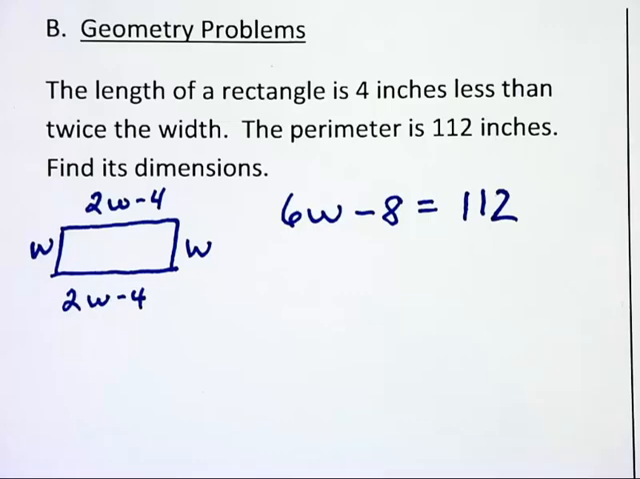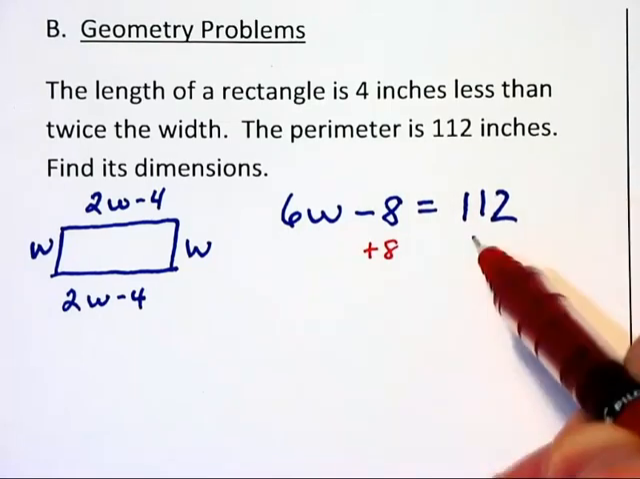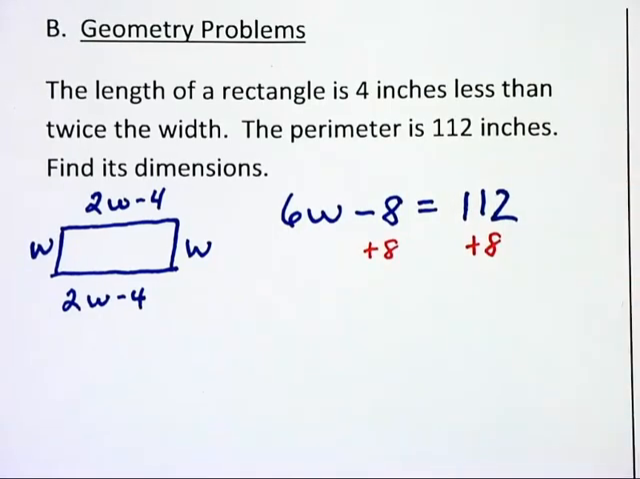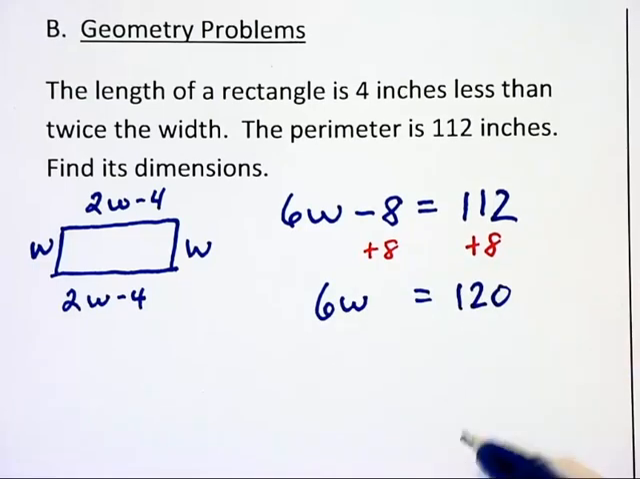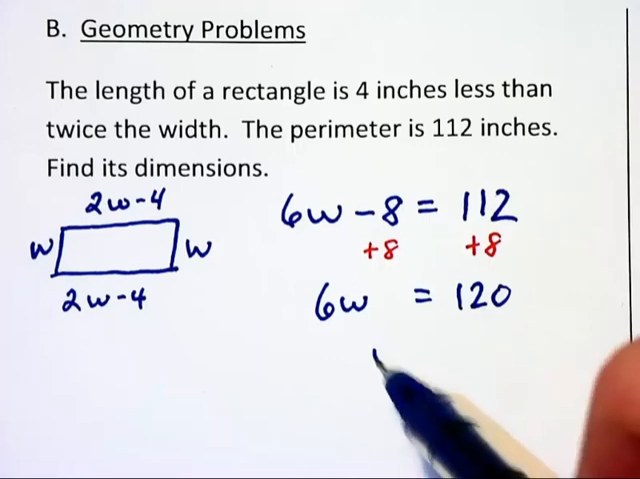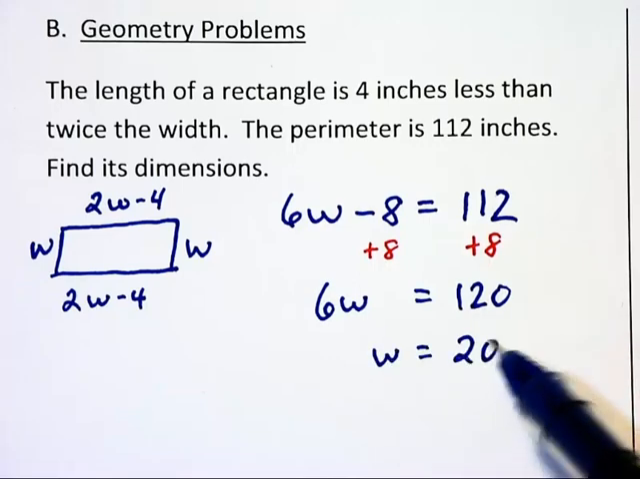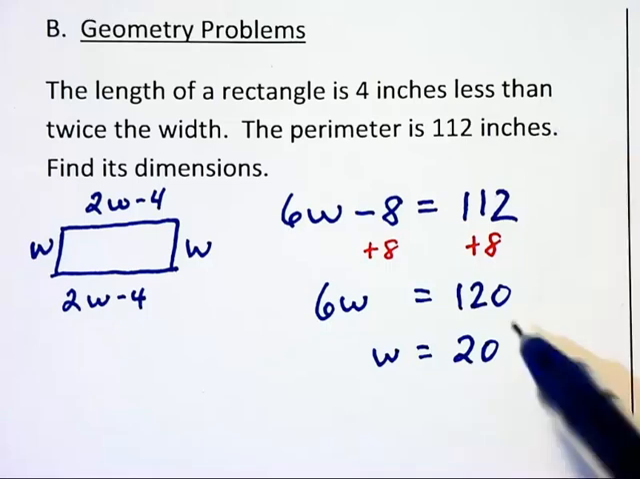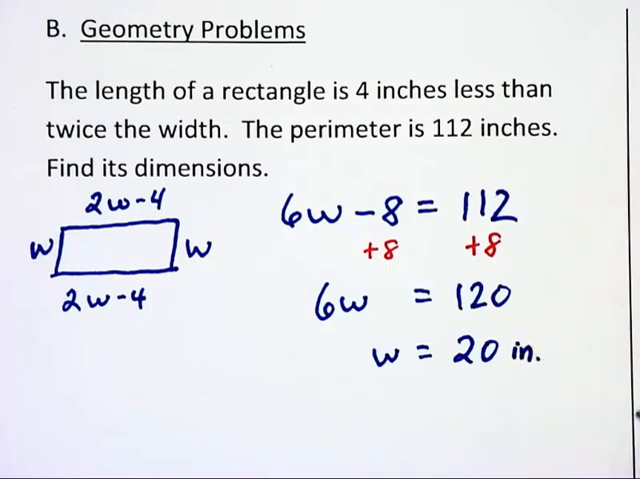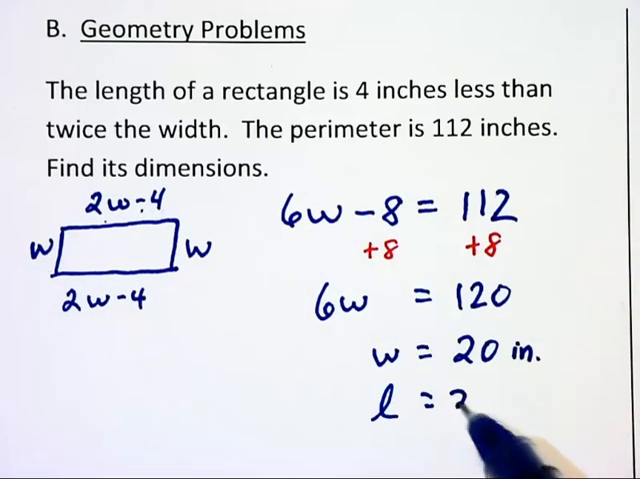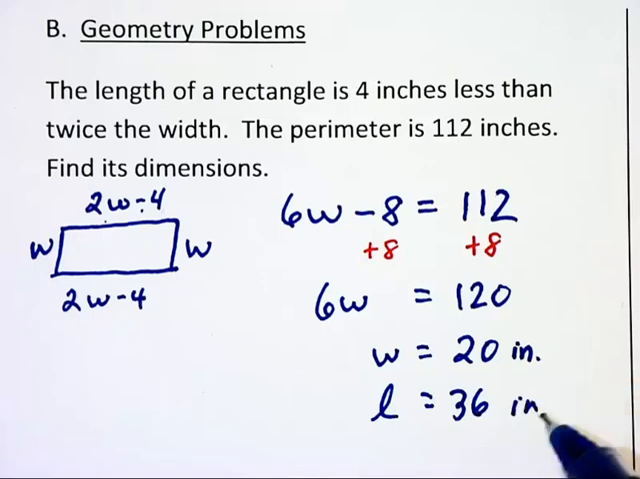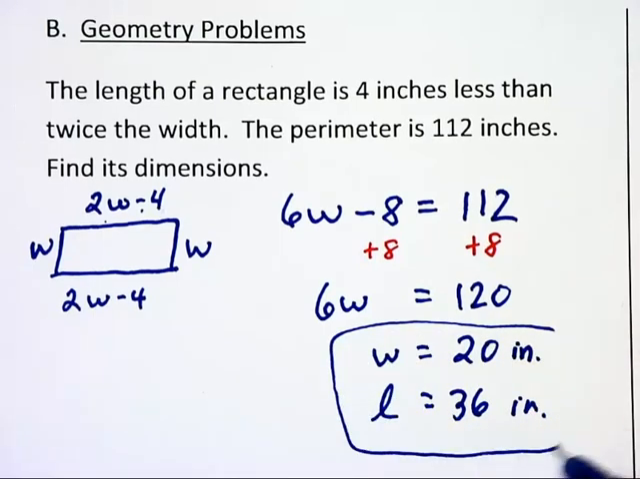If you're going this way, you will then want to add 8 to each side of the equation, and that would give you 6w is equal to 120. And dividing each side by 6, we'd find out that w is equal to 20. The unit is inches, so I'm going to label that inches. The length is going to be double the 20. That's 40 minus 4, which is 36 inches. And there's our solution. Now that's one way to do this problem.